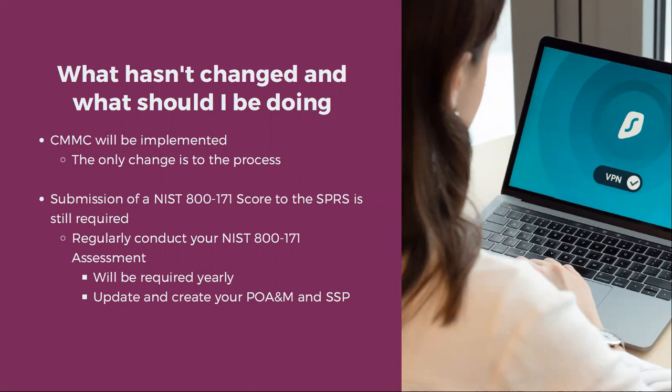So if you have gone through the process already, it's good, because what you learned, all you're going to need to do is probably relieve a little bit of the extra burden on some of these. You're still required to submit a NIST 800-171 score to the SPRS. So you should be regularly conducting these assessments. It's going to be required yearly, and you're going to need to update and create your POAM and SSP. These are things you should be doing right now and are going to be necessary in the future.